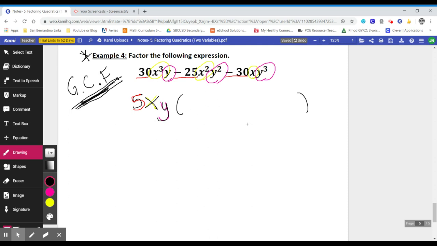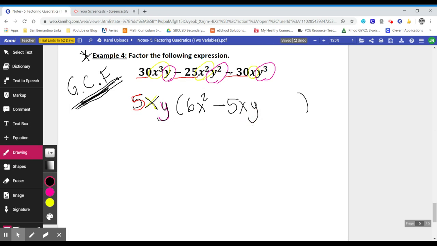So let's figure out what goes on the inside. 5 times 6 is 30. I have an x there. I need 2 more to get the original expression of x to the power of 3. I have 1 y there. I need 1 y, so I'm good on that. I have a minus in the middle. And then 5 times what will give you 25? That would be another 5. I need 2 x's. I only have 1, so I'm missing an x here. I need 2 y's as well. I only have 1 on the outside, so I'm missing a y here.